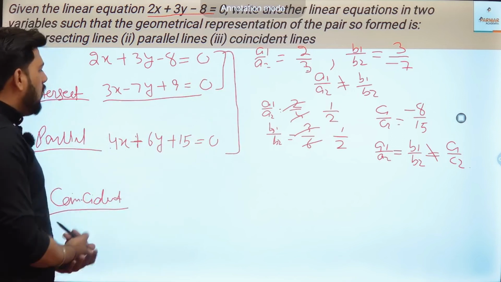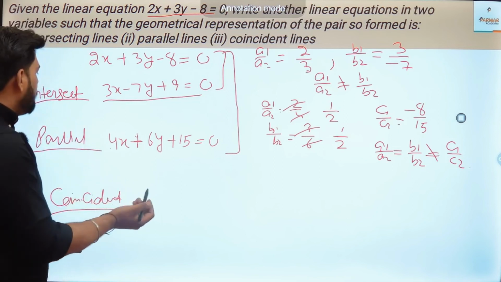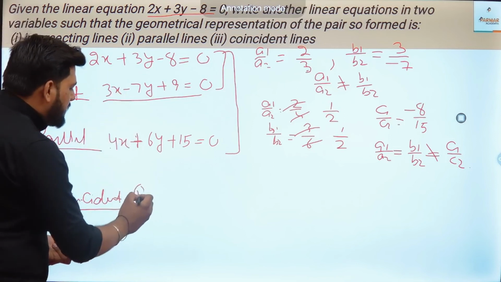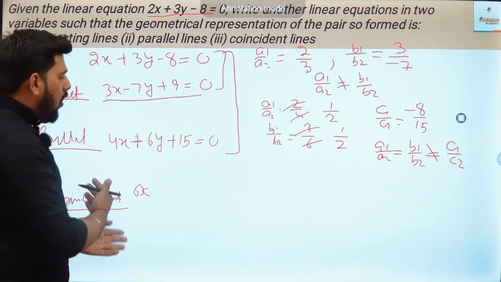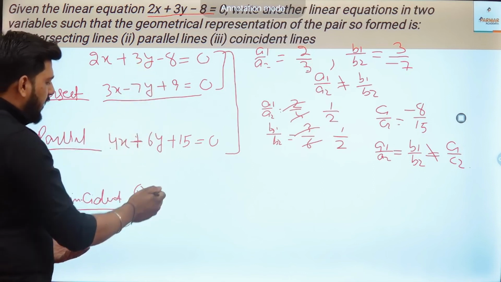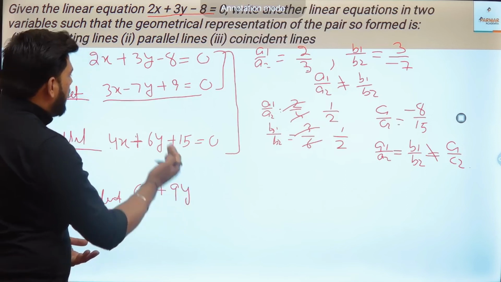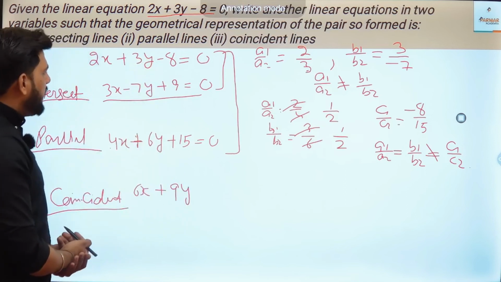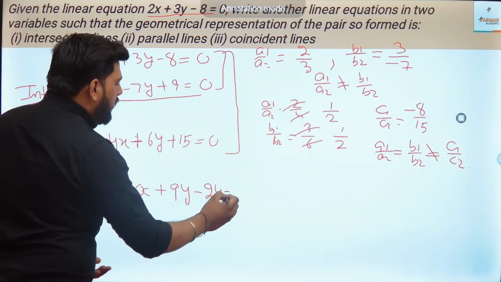Now for the third, coincident lines, the condition is that all three ratios are equal. Again, let this be 6x. Now the ratio is 1 by 3, 2 by 6 is 1 by 3. Now I want all the ratios to be 1 by 3. For that, I will put 9y. Again 3 by 9, that is 1 by 3, and for the constant here I will put 24.